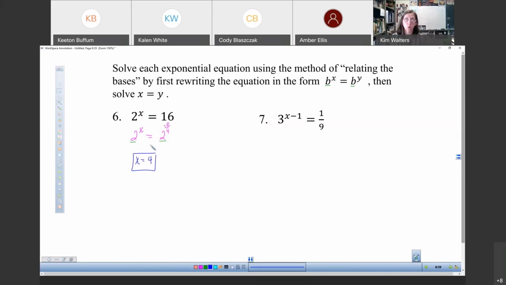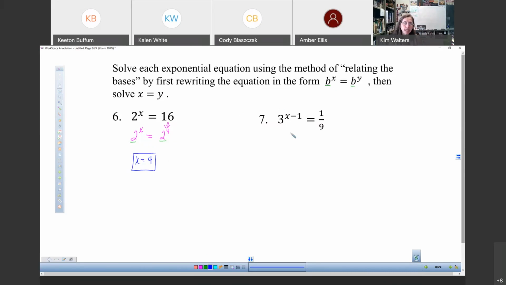Now, could you have looked at this equation and gone, well, I know 2 to the 4th power is 16? Yeah, you could. Could you do that for all of them? Probably not. And so that's why we go through this process. Okay, excellent.